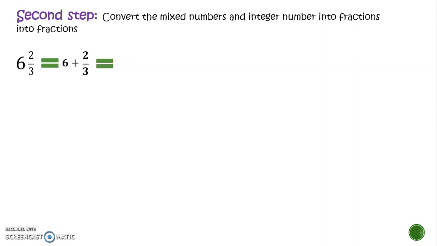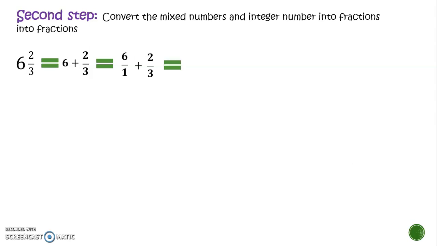We have to add these two numbers. This is a whole number plus a fraction. So we make the whole number become a fraction by placing a 1 under it. So this is going to be 6 over 1 plus 2/3. Now we need to find the least common multiple between 1 and 3, so we can amplify the first fraction and make them like fractions.